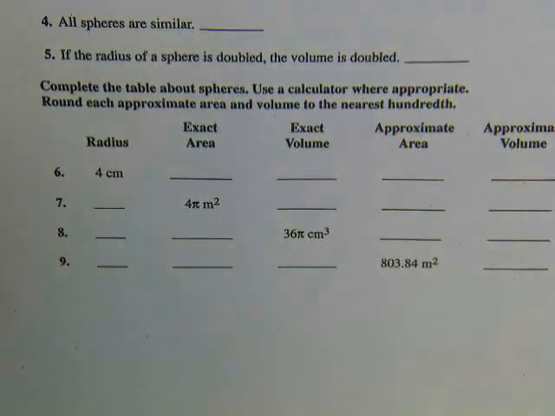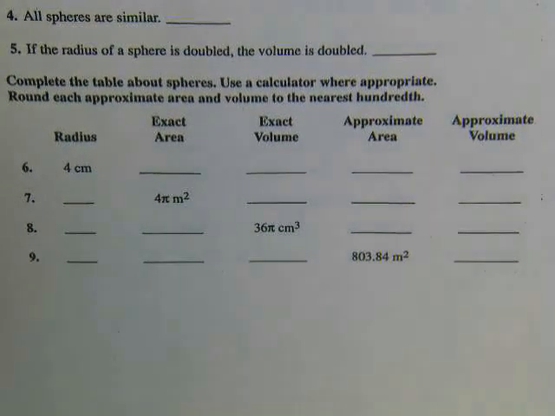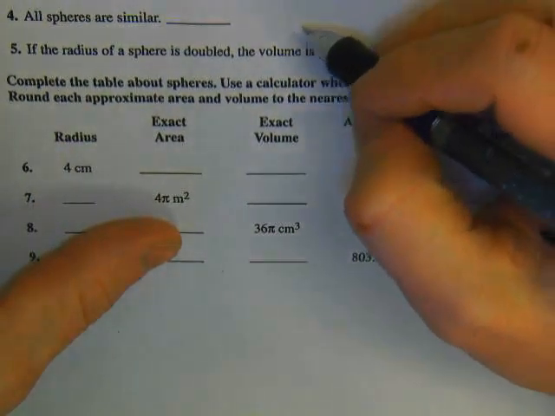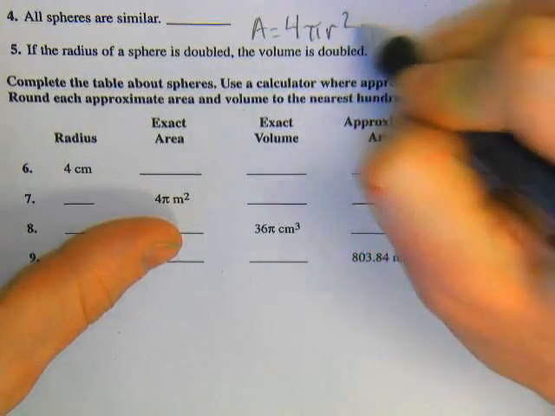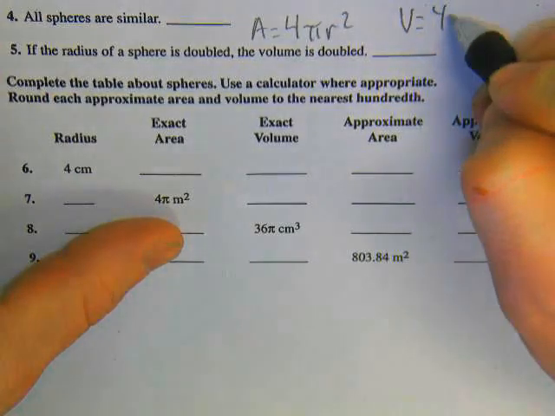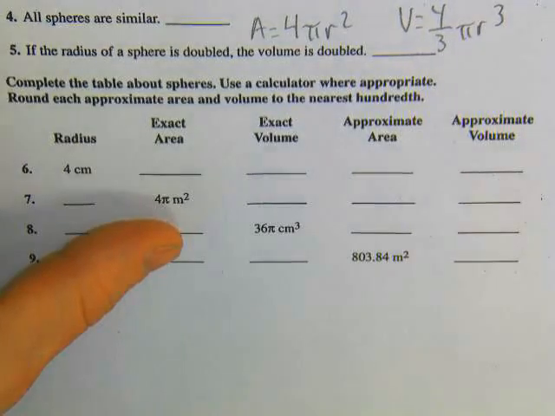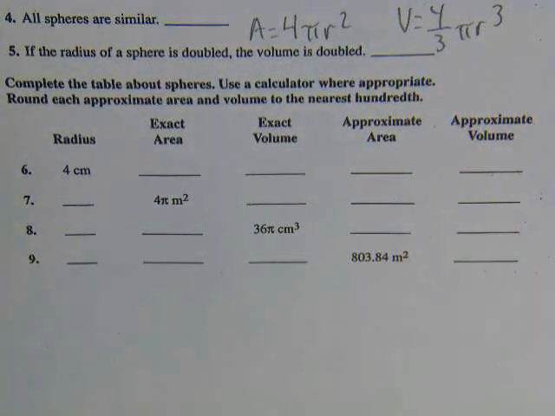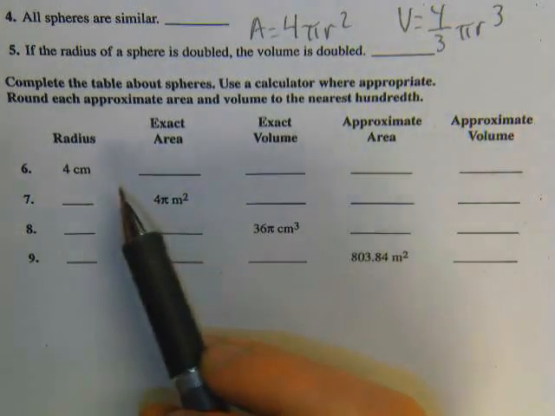Okay, so I would make sure that these formulas are somewhere I could see them. I'll just rewrite them. Area is 4 pi r squared, and volume is 4/3 pi r cubed. And I'm just going to do that for the same reason we make the note cards, so I don't have to dig around, chase around, just have them right there with me. So this one we're just going to work forward the whole time.